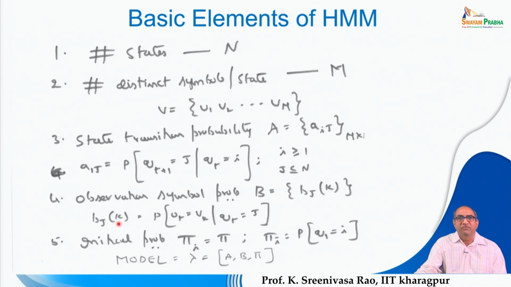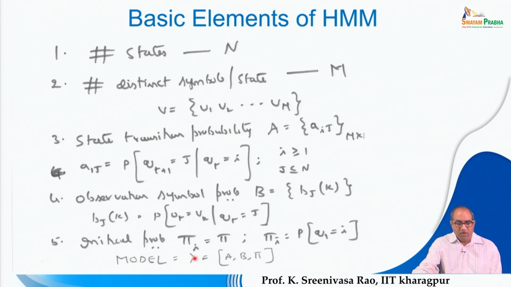So, B_j(k) is the observable symbol probability, because we are observing a symbol from a particular state. We know that the number of states is n and the number of different unique symbols is m. Therefore, the observation symbol probability will take the form of a matrix of order m cross n. In each state it can take one of the symbols. There are m distinct symbols and n states. So, the state symbol probability matrix B is of order m cross n.